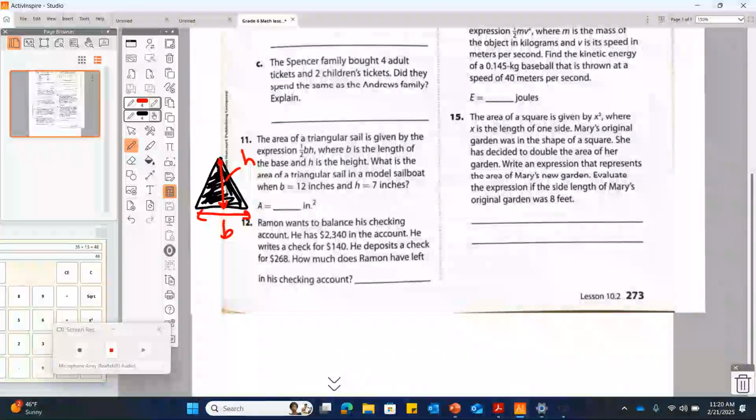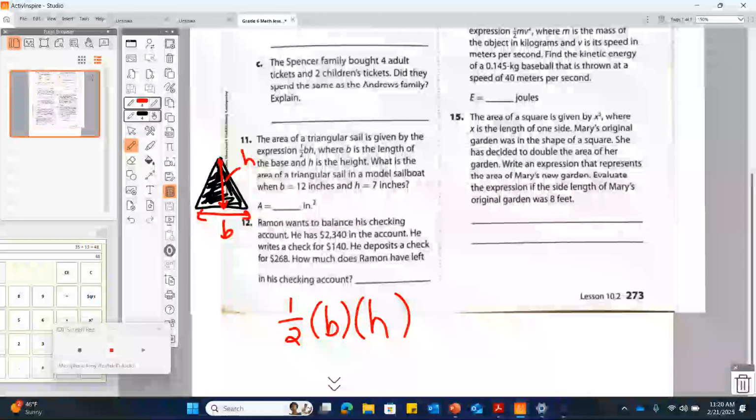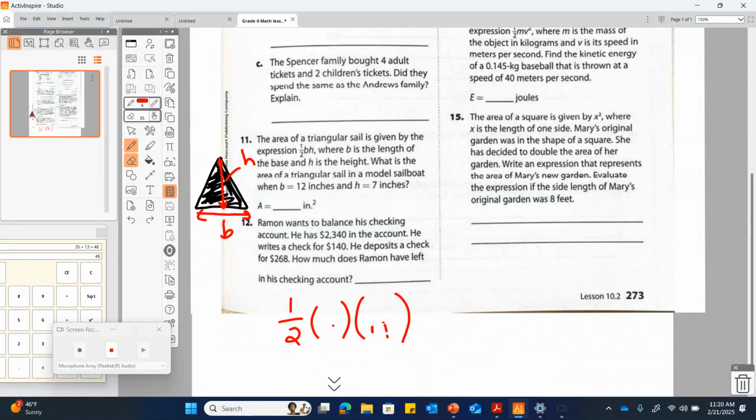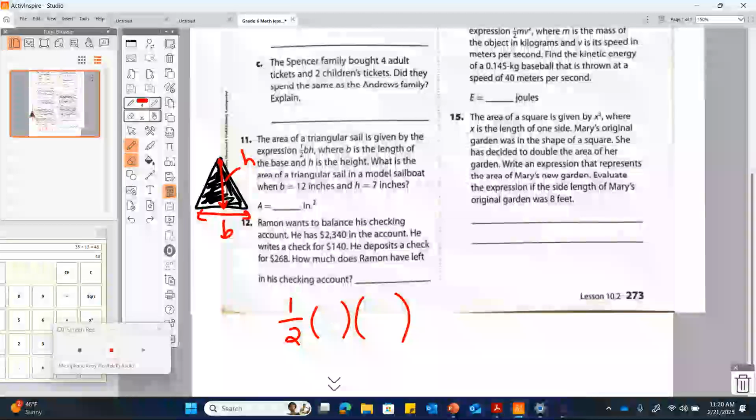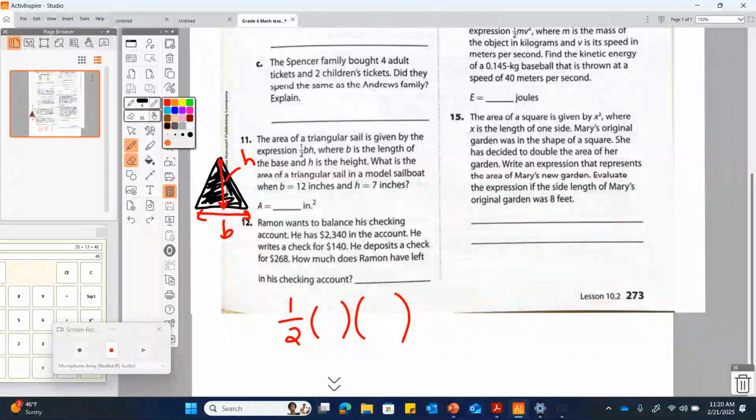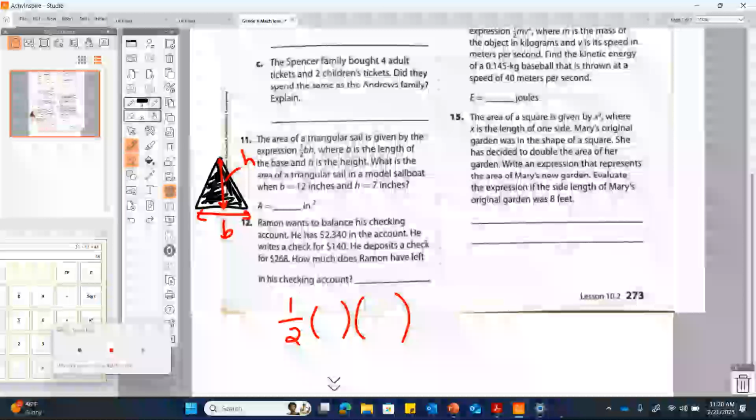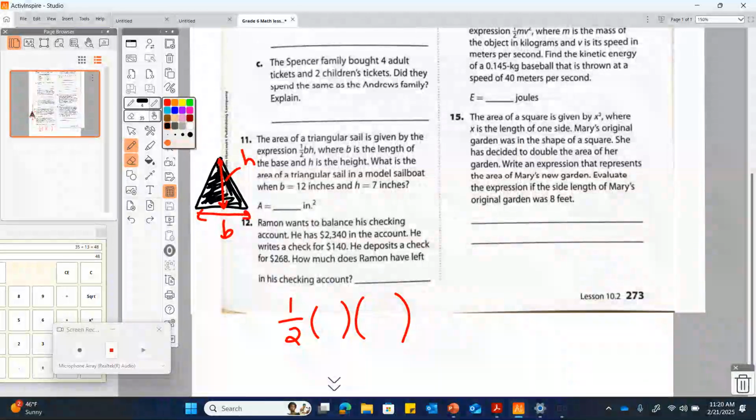1/2 base times height. I know they don't have the parentheses in the problem, but I'm doing this because I'm literally now going to erase the B, erase the H, and I'm going to put in for base. They said 12. Oops. No. And for height, they said 7.